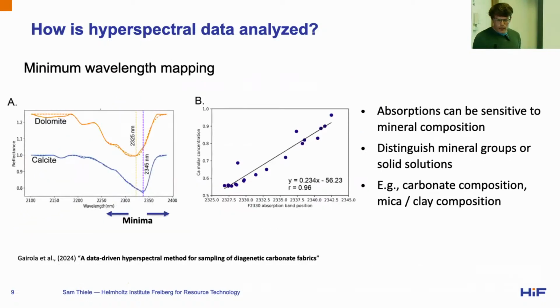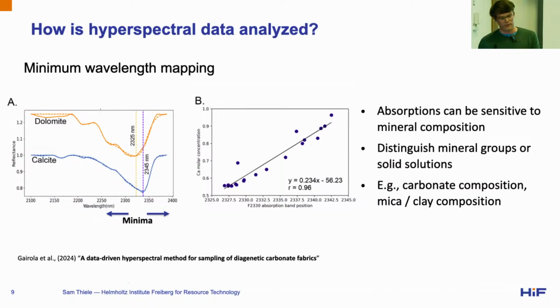Something else which is quite commonly done and is very, very powerful, I think one of the more powerful things that you can do with hyperspectral if you have the right type of problem and the right sensors and the right mineralogy, is called minimum wavelength mapping. This is where you map very accurately the minima, the position of this energy absorption. And as I mentioned earlier, that can tell you a lot about what cations are in your crystal lattice.